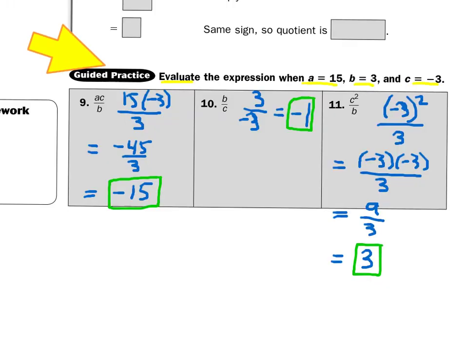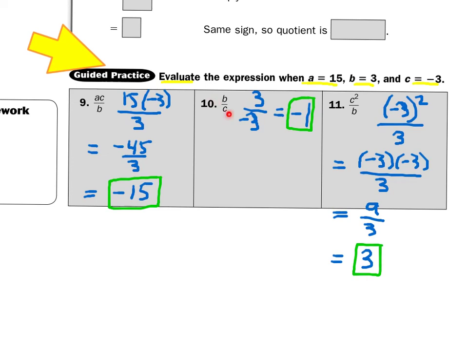So let's practice this. Evaluate the expression when A is 15, B is 3, and C is negative 3. Take a look at number 9. A times C over B. So 15 times negative 3 over 3. Well, I'm going to simplify the numerator, the top number, first. So 15 times negative 3 gives me negative 45. And negative 45 divided by 3, remember the signs are different, so my answer is negative. It's negative 15.